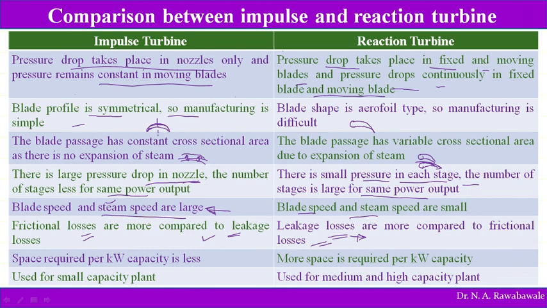Space required for impulse turbine per kilowatt capacity is less, so it occupies less space, whereas reaction turbine occupies larger space for the same capacity. Impulse turbines are used for small capacity plants, whereas reaction turbines are used for medium and high capacity plants. So generally reaction turbines are used in steam power plants where large power is developed.